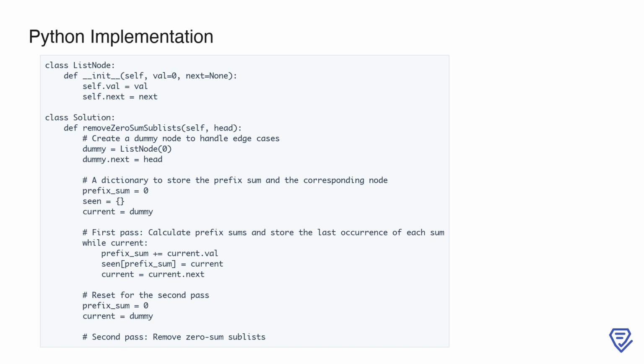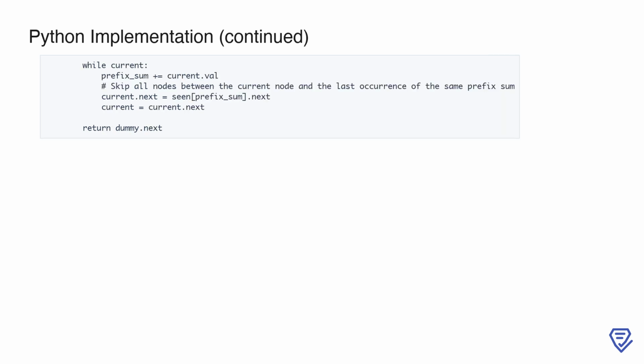Next, we initialize two variables, prefix_sum to keep track of the running total of node values, and seen, a dictionary that maps each prefix sum to the last node where that sum was encountered. Then, we perform the first pass through the list. In this pass, we traverse each node, updating the prefix sum by adding the current node's value. At each step, we store the current prefix sum and its corresponding node in the seen dictionary. This ensures that we record the last occurrence of each prefix sum as we traverse the list, which will be important for identifying zero-sum sublists later.